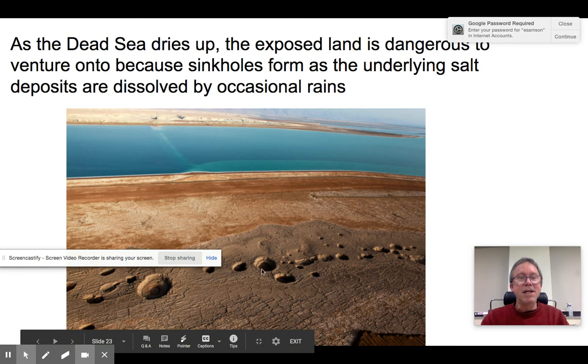What happens is this is a hypersaline environment, so there's a lot of thick salt deposits under here. And even though it's a desert, it still rains sometimes. And when it rains, it dissolves the salt and it becomes unstable. And these holes fall in, and people have died by falling into these things.